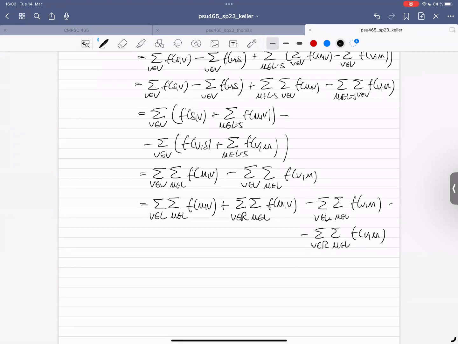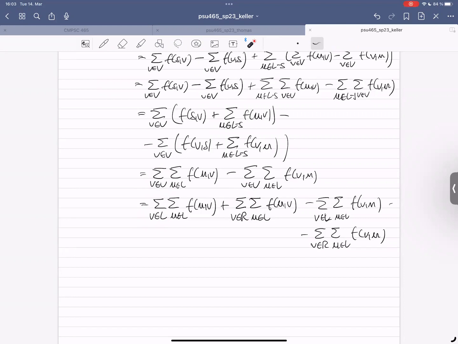Okay, this is again just using the fact that L and R partition V, and we write the same thing twice, basically, that we had up here. We had it once for all vertices. Now we write the same thing twice, once for all vertices in L, plus everything for the remaining vertices in R.